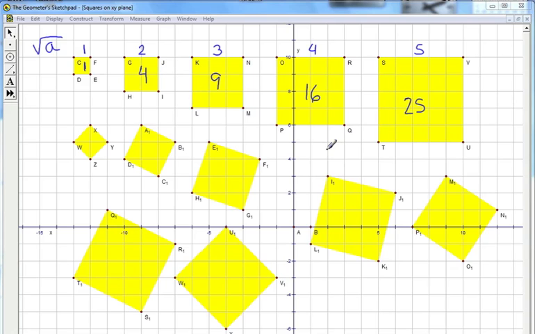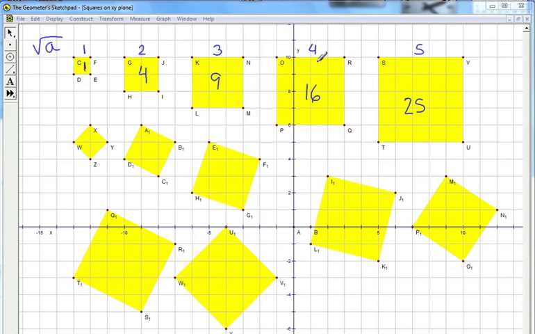So, because of this characteristic of the areas and the size of squares, the 5 is called the square root of 25. Meaning that if you multiply 5 by itself, you get 25. And the reason is because 5 times 5 gives me 25. The square root of 16 is 4. The square root of 9 is 3.